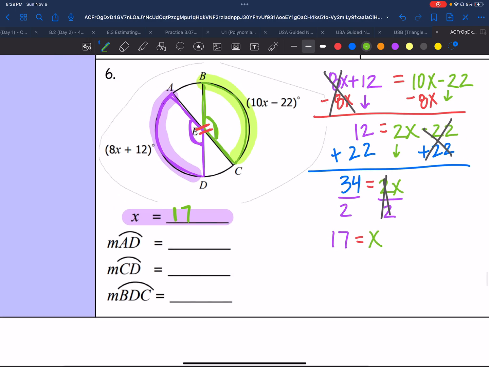All right, if we know that x equals 17, then when we're asked to find AD, which is our purple arc, we are going to plug 17 in for x. So I'm going to get 8 times 17 plus 12. And that gives me an arc measure of 148.